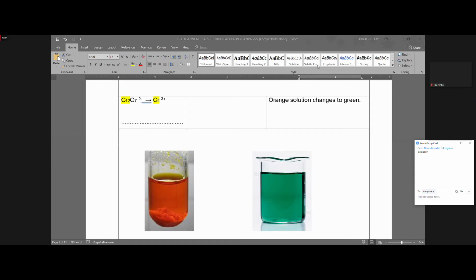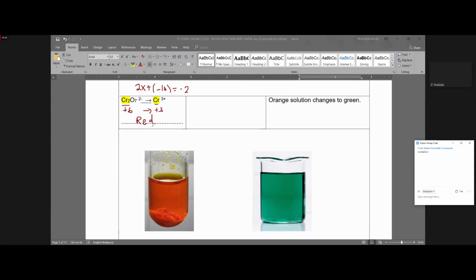You must work out the oxidation state for chromium here. Don't bother the oxygen. Work it out and see. For those who are not sure, 2 Cr, so it's 2x plus -14, and this is equal to -2. Is that correct? You will get +6. From +6, you're getting +3. Can you see? So that's why Chu said that this is a reduction.